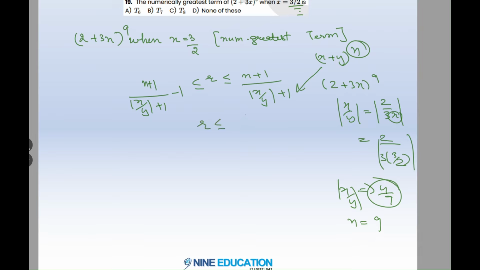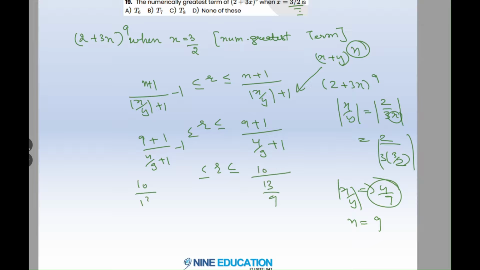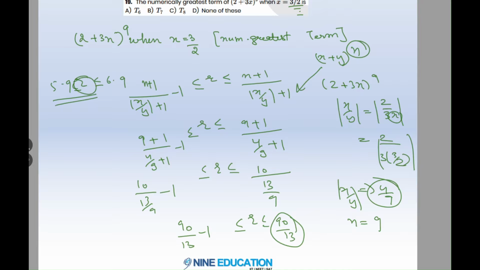Therefore, r should be less than 9 plus 1 by 9 by 4 plus 1, greater than 9 plus 1 by 9 by 4 plus 1 minus 1. Therefore, r should be less than 10 by 13 by 4, which is 40 by 13, and 40 by 13 minus 1. Hence, r belongs from, this is 6 point something, approximately 6.9, and this is 5.9. So the integral value of r between 5.9 and 6.9 is 6. Therefore, at r equals to 6, the term is greatest.